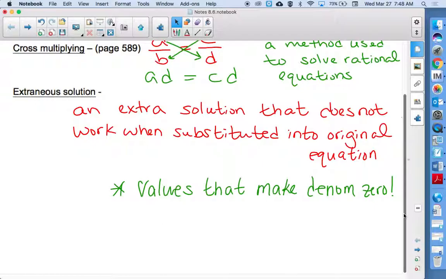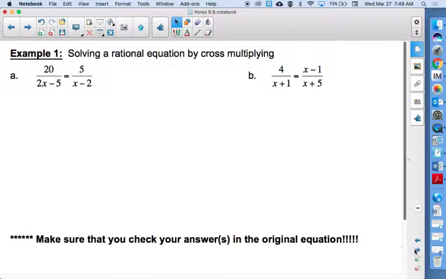So on the front page here, we're going to just practice that cross-multiplying method to solve equations. Again, this only works when you have one thing equal to another, one fraction equal to another. So we can use the cross-multiplying method. Underneath it says make sure you check your answers back into the original equation. You'll be asked to do a little check step just to make sure that we've solved them correctly.